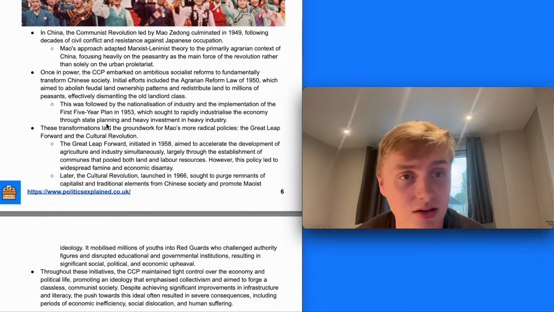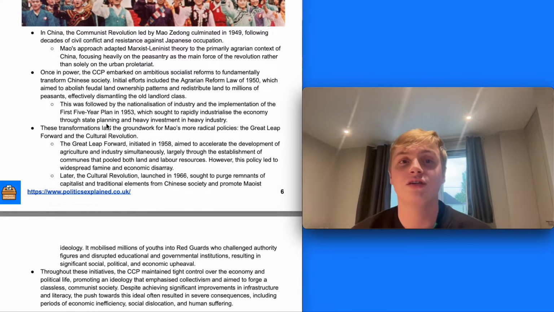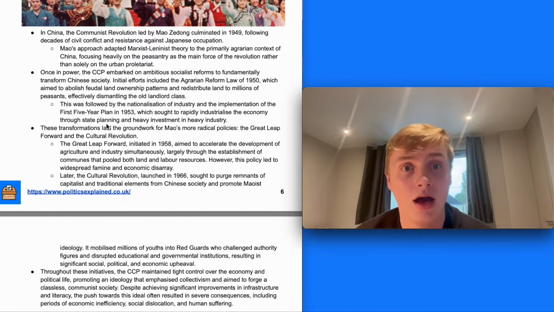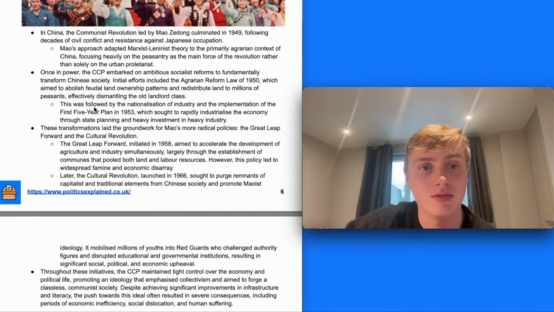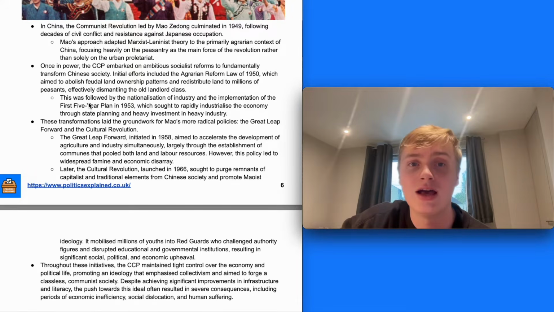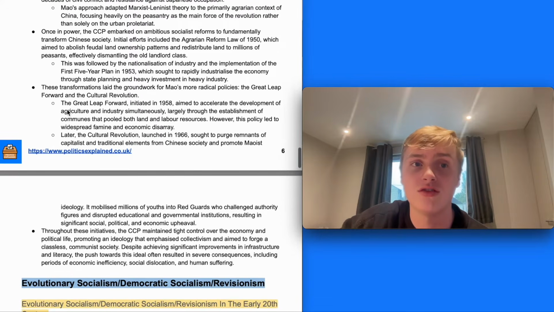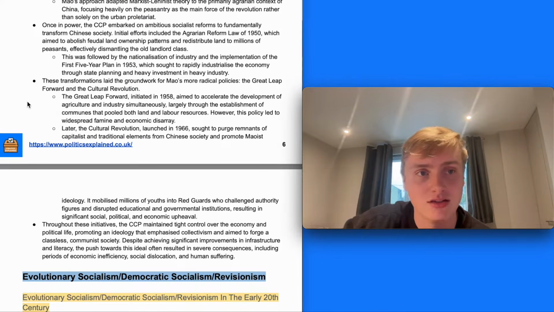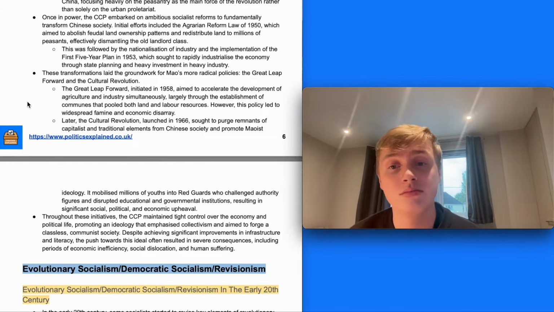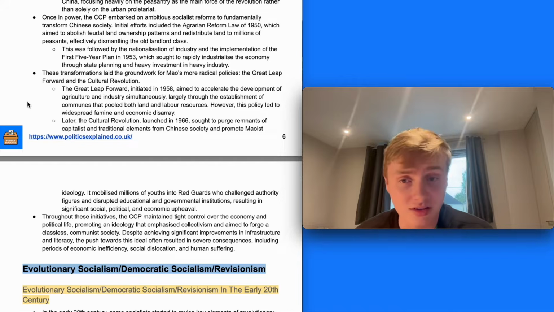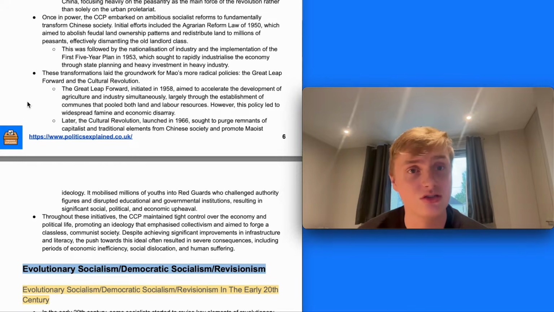to Japanese occupation. His approach adapted Marxist-Leninist theory to the agrarian context of China, so still very much a feudal society, and it focused heavily on the peasantry as the main force of the revolution, rather than solely the urban working class, the urban proletariat. You see very similar socialist policies implemented once they came into power to the Soviet Union.